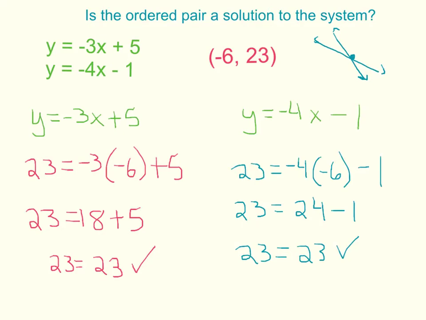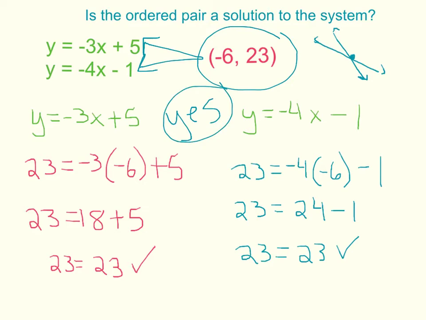You should find that this point works in both equations. Therefore, it is the intersecting point of the two lines. So in this case, yes, the ordered pair is a solution to the system. Just remember, throughout this unit, we're going to be solving for the ordered pair. And then to check if your answer is right, you can always plug it back in and see if it works.